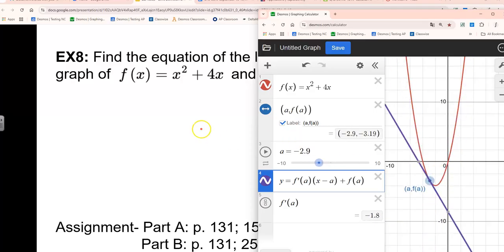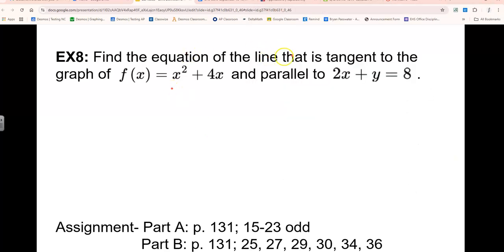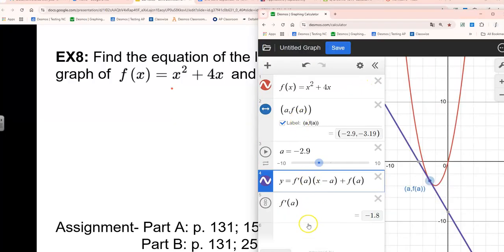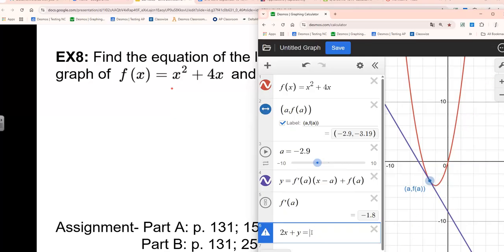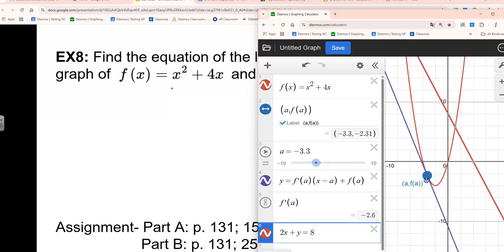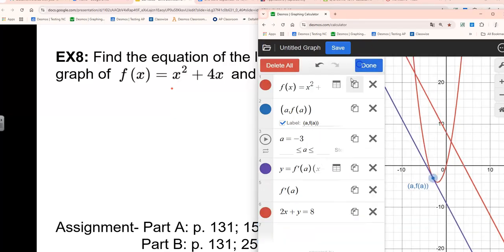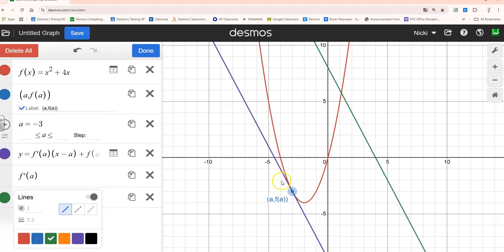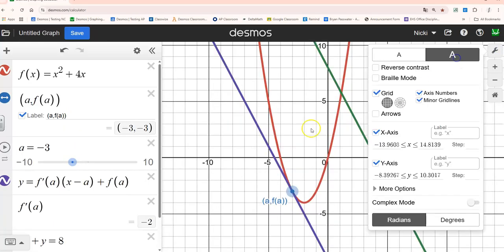So the question is saying we're supposed to find the equation of the line that is tangent to the graph of f of x equals x squared plus 4x and also parallel to 2x plus y equals 8. So let me graph 2x plus y equals 8. You don't have to solve it for y because Desmos can graph everything, and to do it algebraically we don't have to solve it for y either. Let me get a different color. It wants the tangent line to be parallel to that green line we have right there.